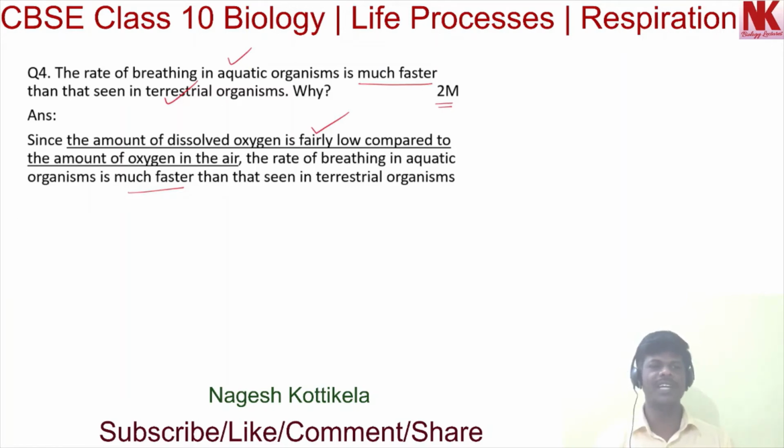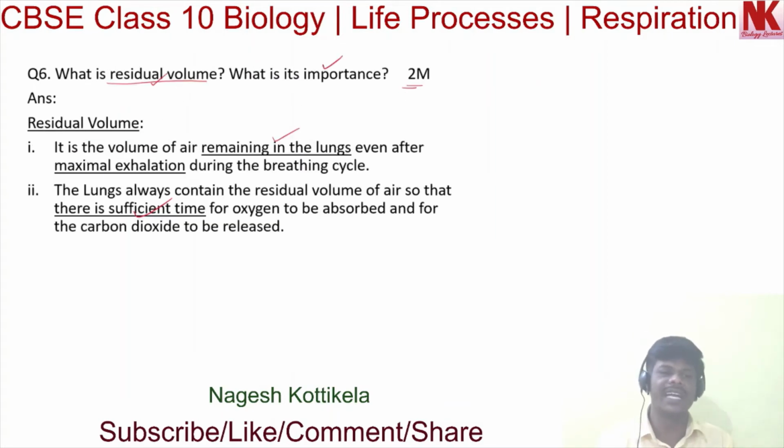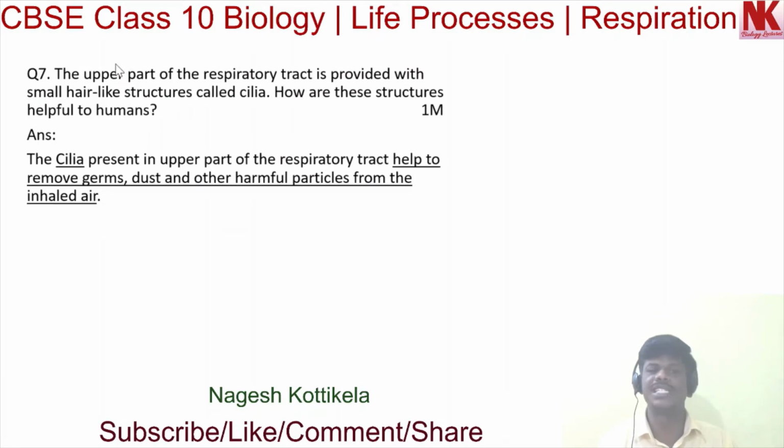Now moving to the next question, that is question number 7. The upper part of the respiratory tract is provided with small hair-like structures called cilia. How are these structures helpful to humans? So what is the importance of cilia present in the upper part of the respiratory tract? This question can be asked for 1 mark. Now let's discuss how to write the answer for this question.